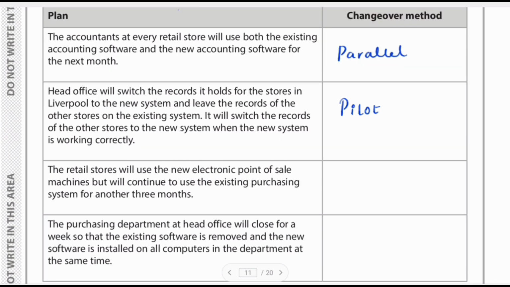The retail stores will use the new electronic point of sale machines but will continue to use the existing purchasing system for another 3 months. So this is like switching part by part, which we call phased. So phased is like switching apps slowly.